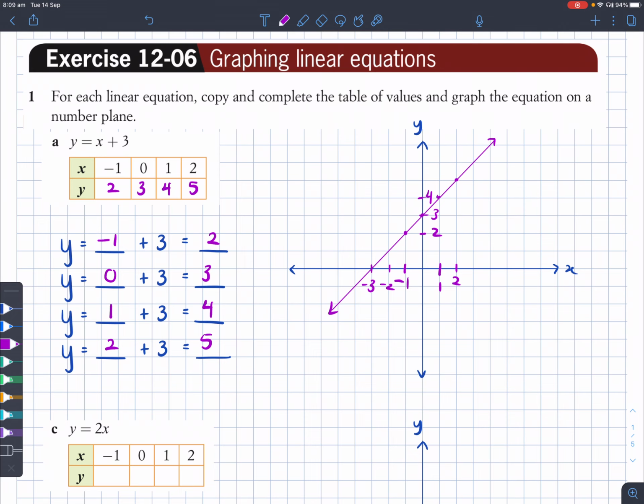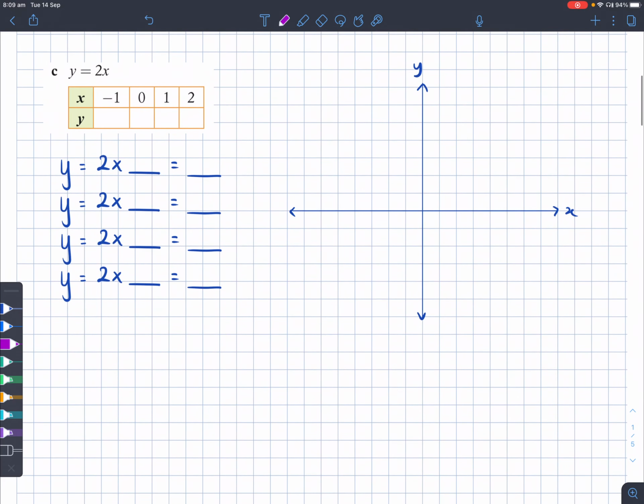Right, let's have a look at question C. C says y equals 2x. So when x equals -1, 2 times -1 is -2. 2 times 0 is going to be 0. 2 times 1 is going to be 2. And 2 times 2 will be 4. Okay, so now what we do is we just plot out just a few values, just for a start. Okay, that should be enough, I reckon.